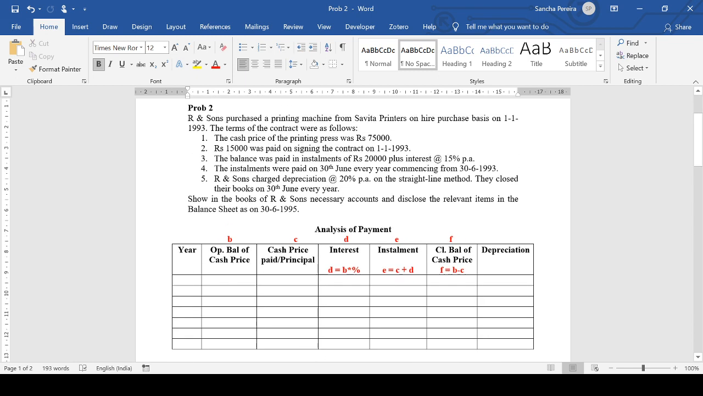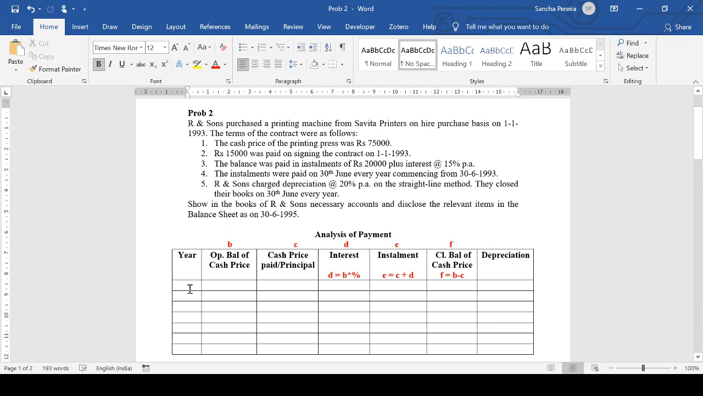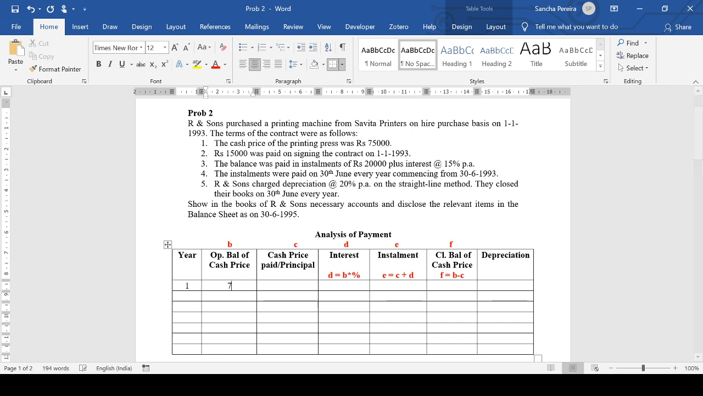So let's start with year 1 as usual. I've already numbered these columns just to make things a little easy. So year 1, opening balance of cash price. What is the cash price of the printing machine? It is 75,000.